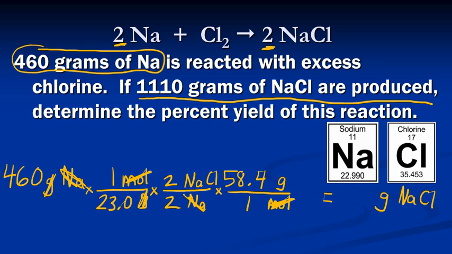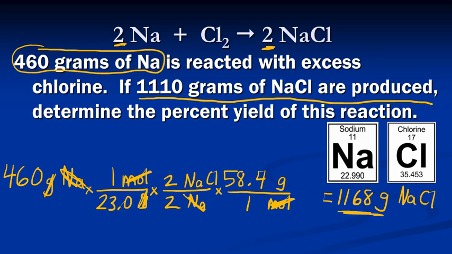So we take 460 times 2 times 58.4 divided by 23 divided by 2. And the answer that we get is something very close to 1,168 grams of sodium chloride. So you might have an answer that's a little bit higher or lower than that depending upon how you rounded for your atomic masses, but that's okay. This is the theoretical yield, 1,168 grams.